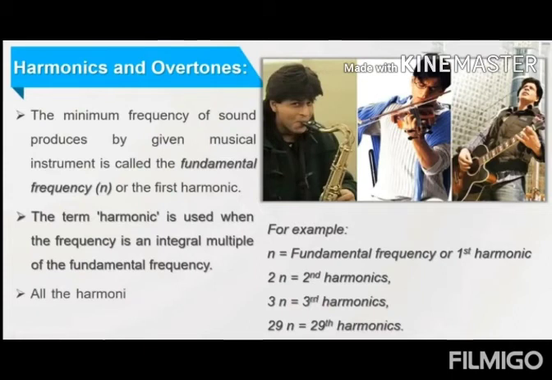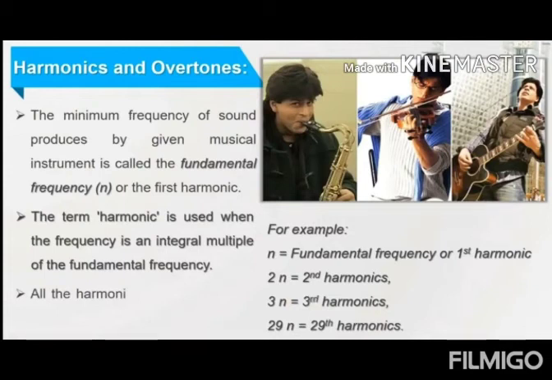Now we will see what is meant by harmonic. The minimum frequency of a sound produced by a given musical instrument is called the fundamental frequency, or it is also called the first harmonic. Fundamental frequency is always denoted by the letter small n. The term harmonic is used when the frequency is an integral multiple of the fundamental frequency.